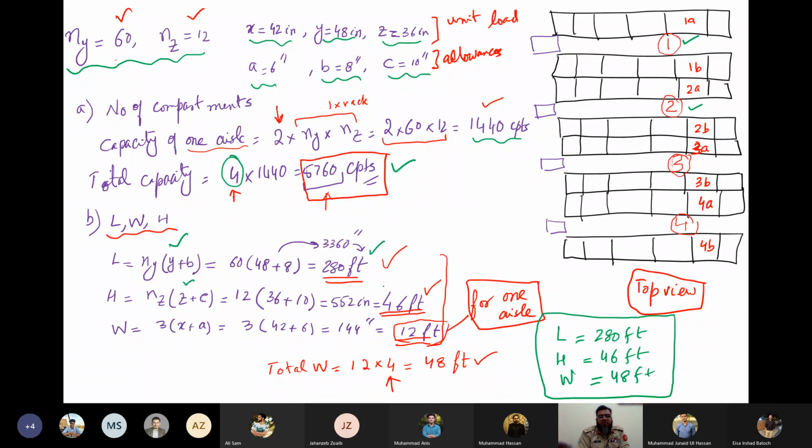ये Z है, H है, 46 फीट आ जाएगा. W इज 12 फीट. ठीक है. और देखिए, ये 1 आइल है, ये ज़हन में रखिएगा, ये 1 आइल है. तो सिर्फ W की डायरेक्शन में इसकी विड्थ बढ़ रही है, बाकी L और H इसका वही रह रहा है. सो आप ये देखिए कि जो मेरा टोटल सिस्टम जो स्पेस ऑक्यूपाई करेगा, दैट विल बी L is 280 feet, H is 46 feet, and W is 48 feet because this is a 4-aisle system. So ये 4-aisle system जो है इसके साथ मल्टीप्लाई करके तो ये 48 फीट का आपके पास.